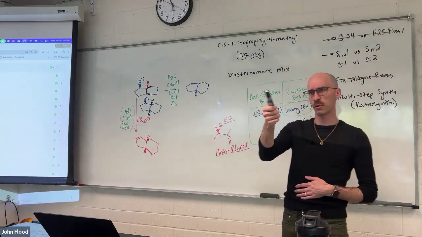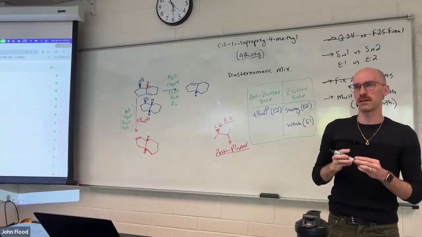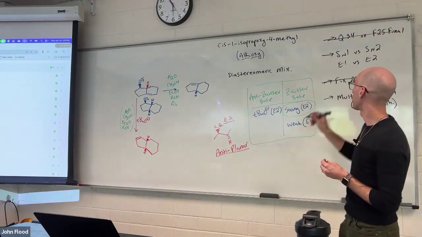Have we covered mechanisms enough, or do you want to do more examples with mechanisms and arrow pushing?